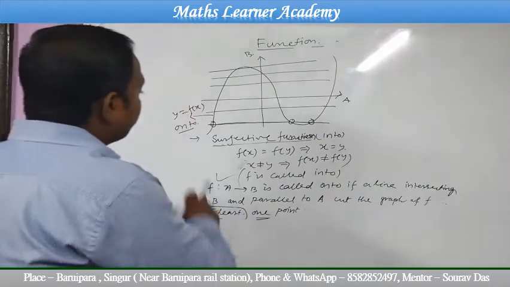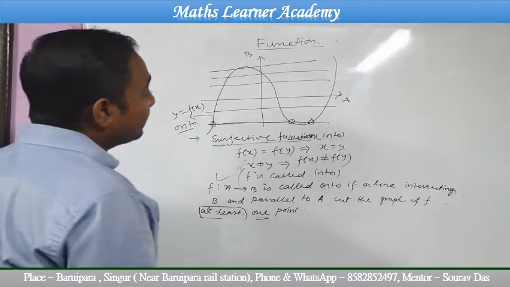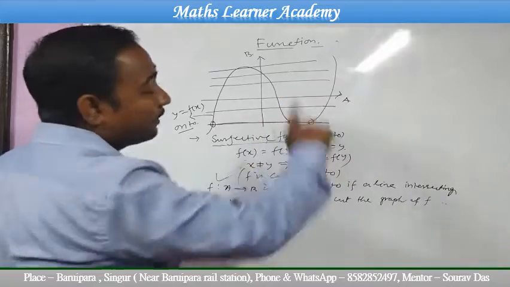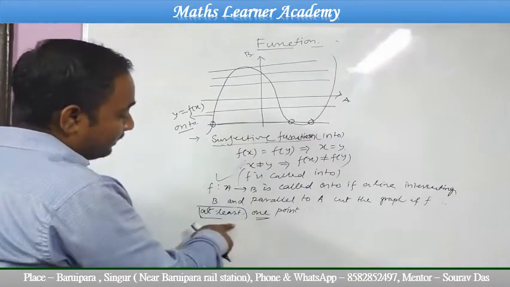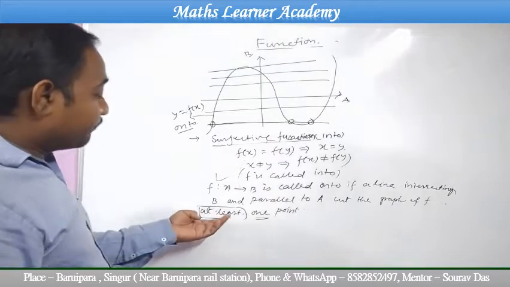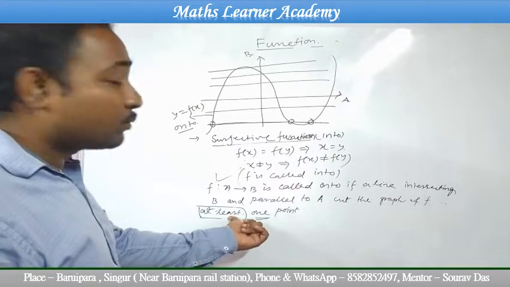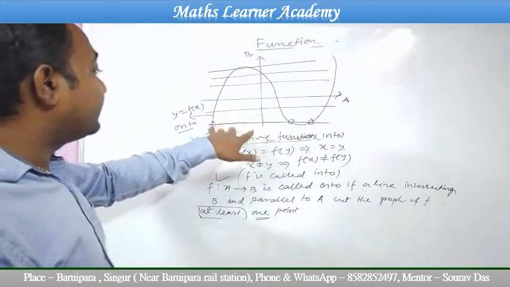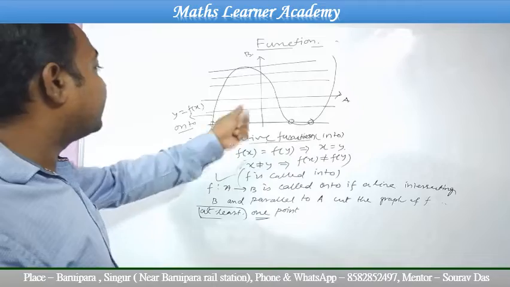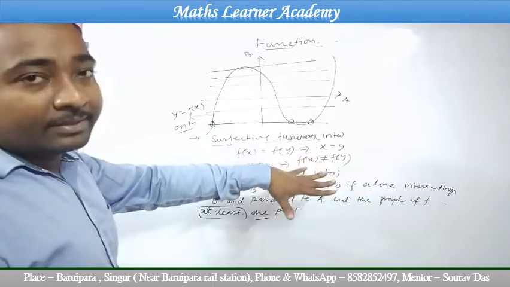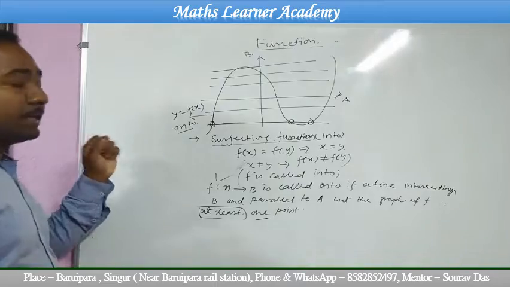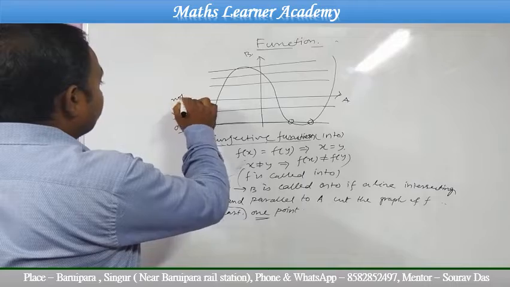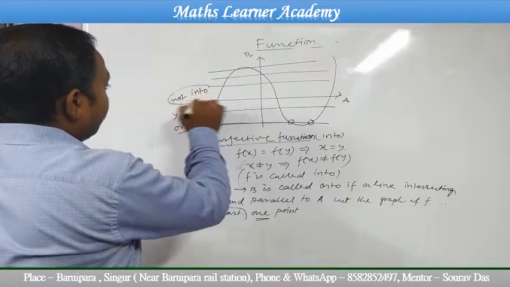Right, now it will not be injective. Why will it not be injective? Because for injectivity it should be at most 1 point, but this is at least 1 point. For surjectivity it is at least 1 point, but for injectivity it is at most 1 point. So here just note that it is very simple to understand that this graph meets this line at 3 points. So the at most 1 point condition is violated. So that's why the function y equals f(x) is onto, but not injective.